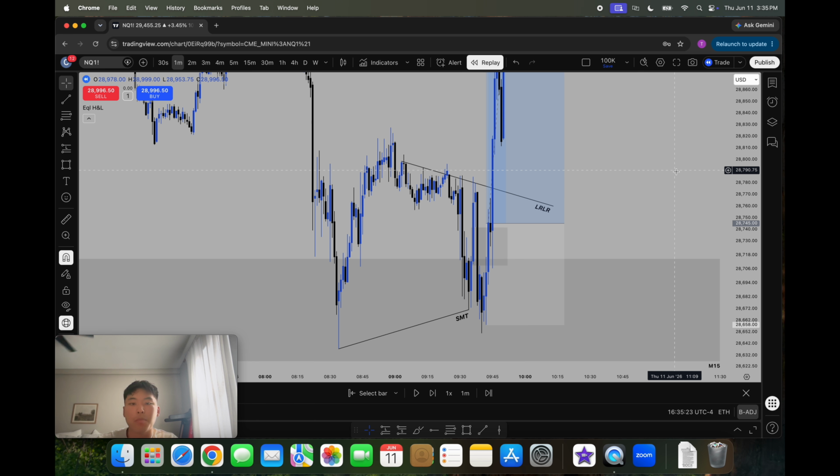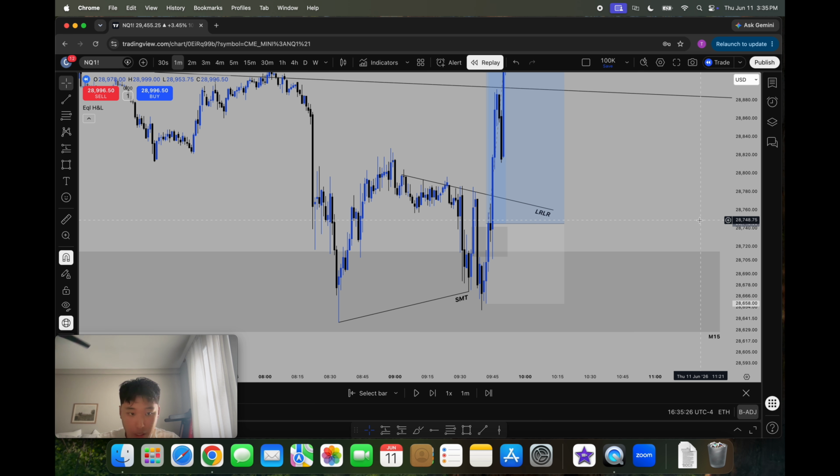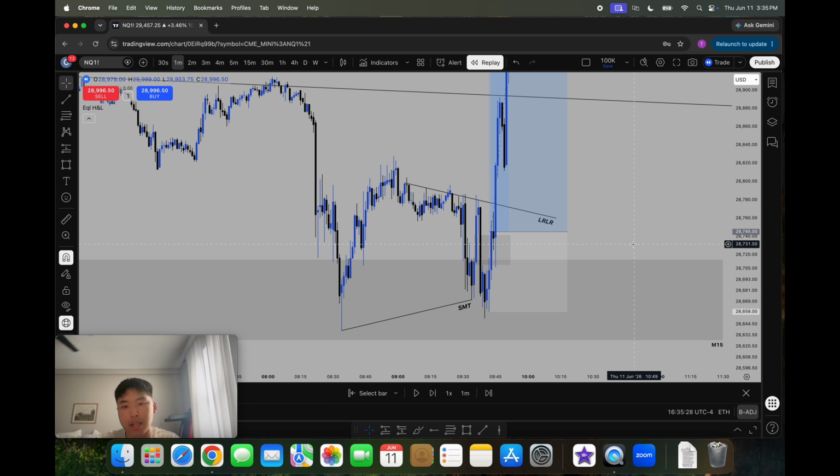Bread and butter trade, right? This is an easy setup. We keep seeing these same setups for like the past 2 weeks, so you need to be taking these. It's literally free money.